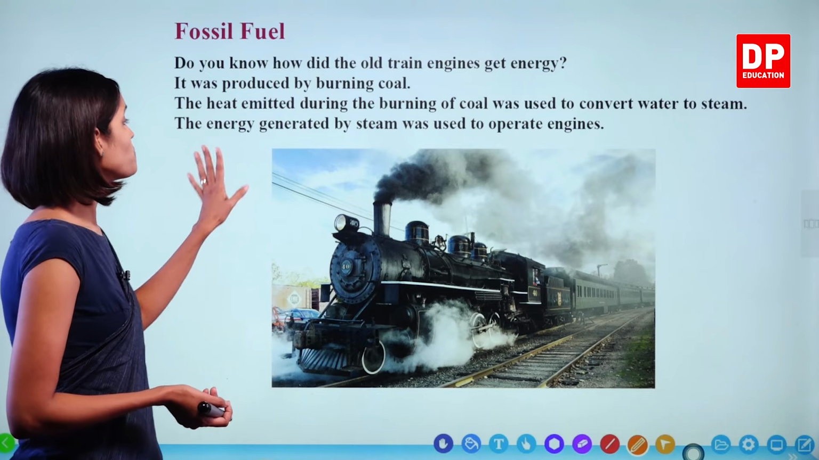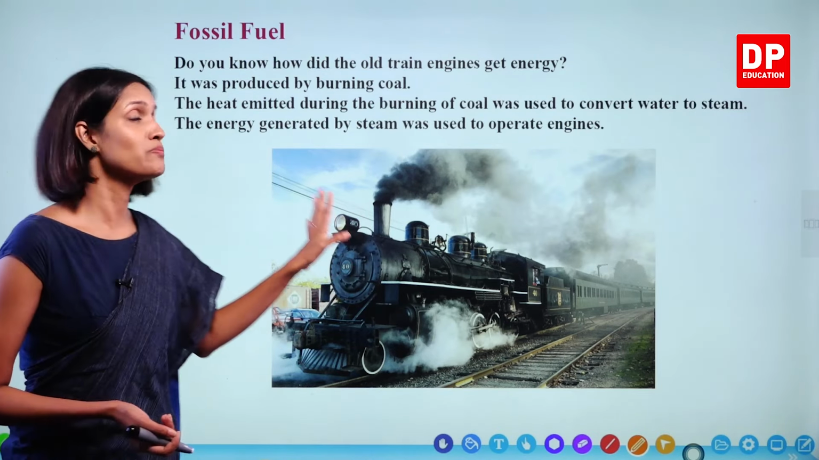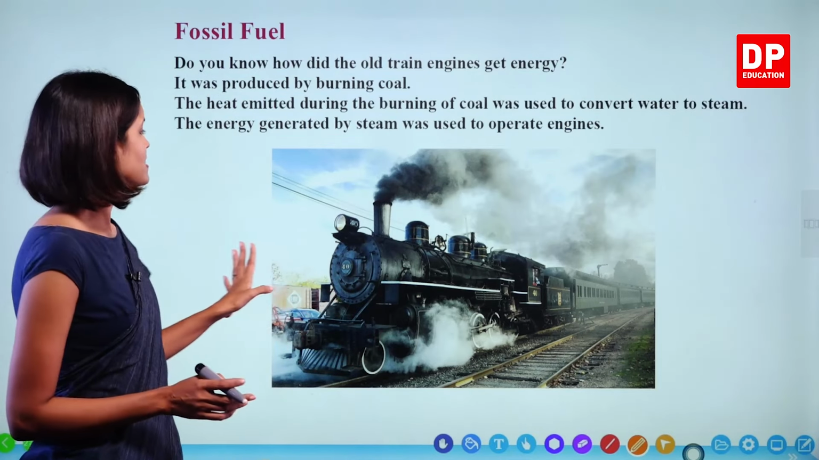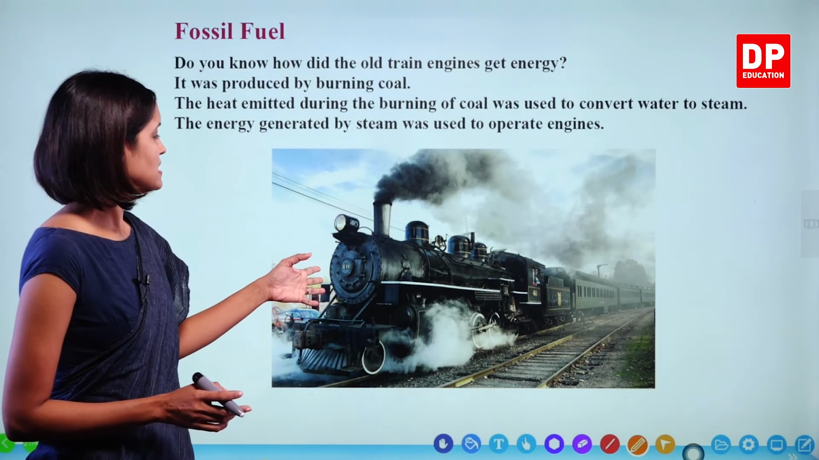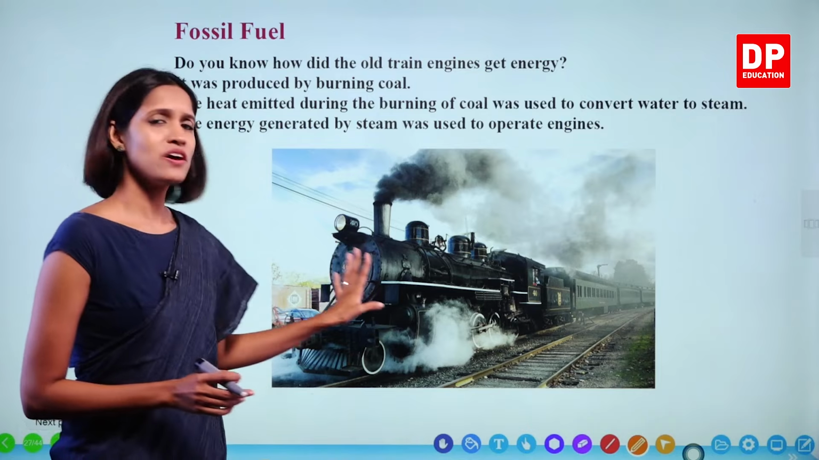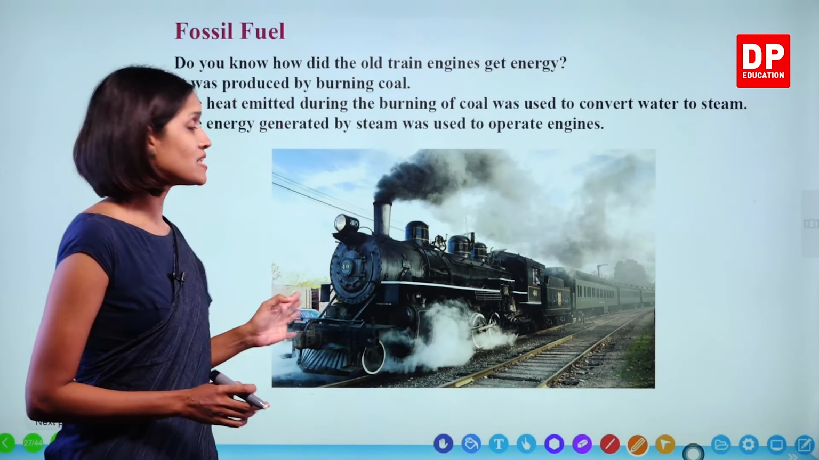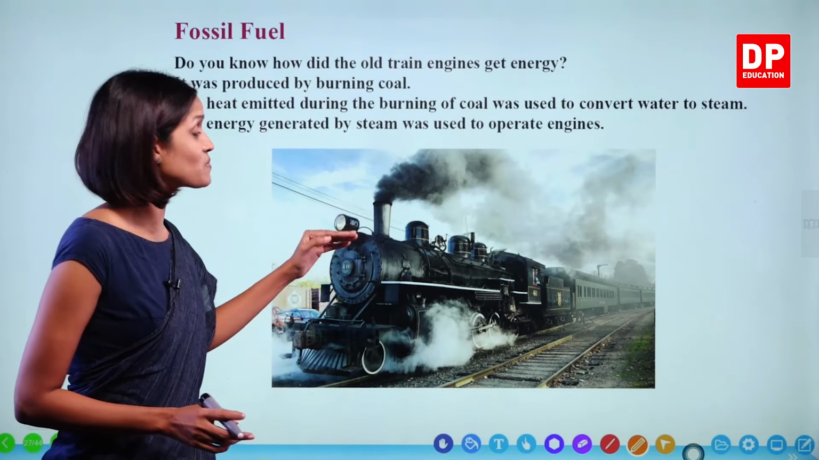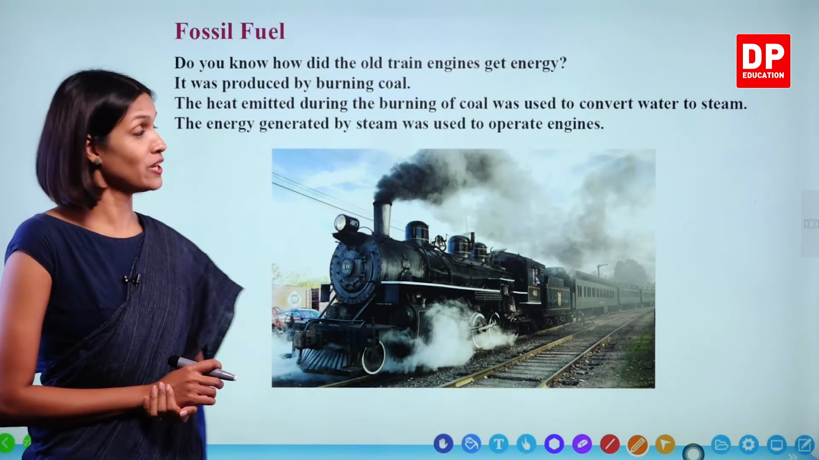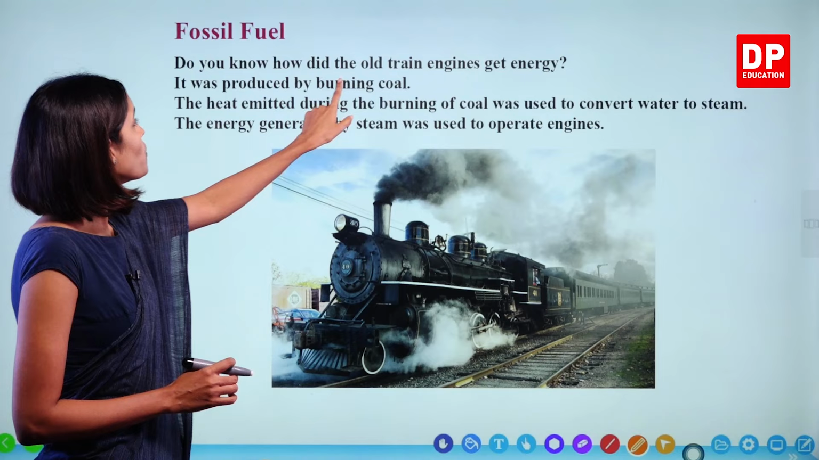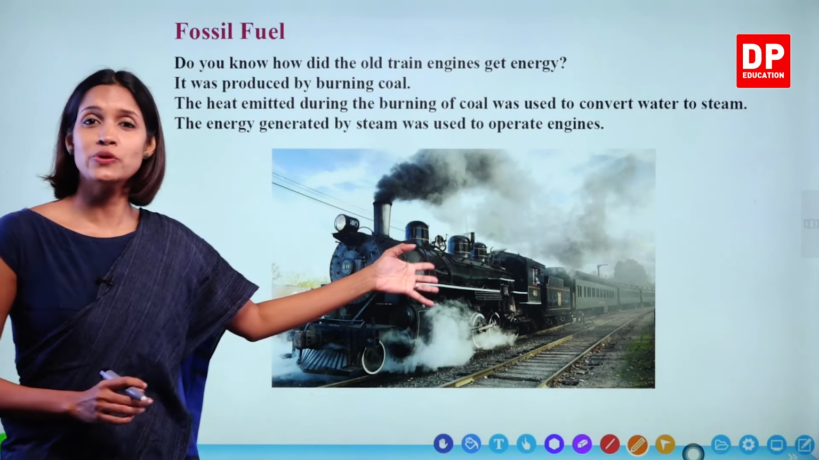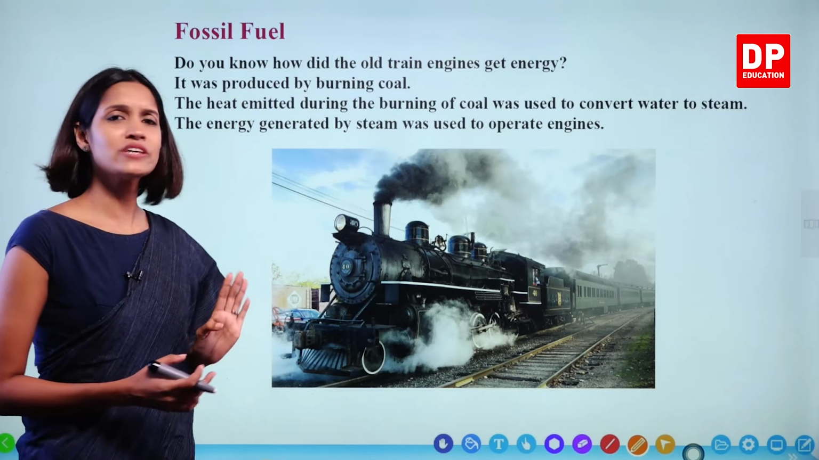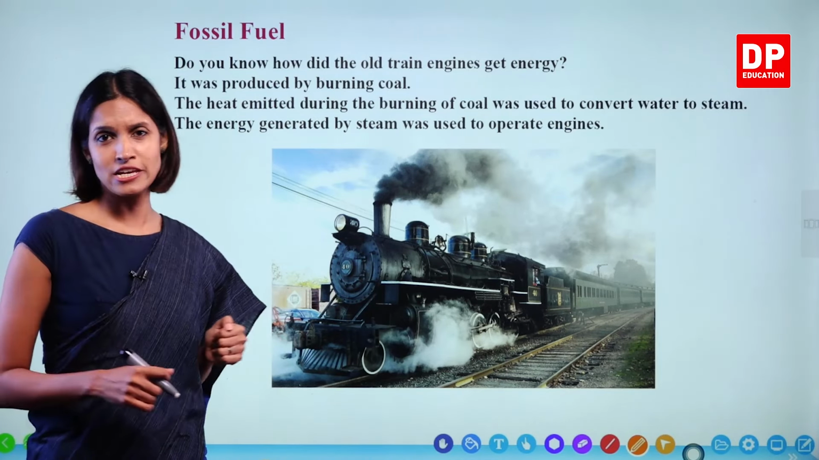As the third type of energy source, we are going to learn about fossil fuel. What is the meaning of fossil fuel? Right. Look at this picture. What is this? This is a train. But do we use these type of trains nowadays? We don't use these type of trains. We used these type of trains many years back. Okay. So do you know how did the old train engines get energy? Nowadays, modern trains use diesel. But what about this old type of trains? How did they get energy, children?